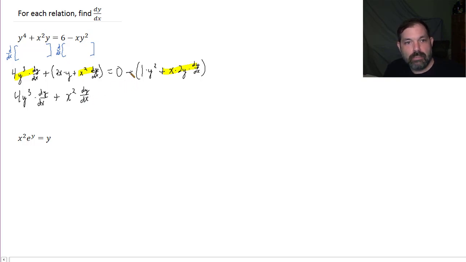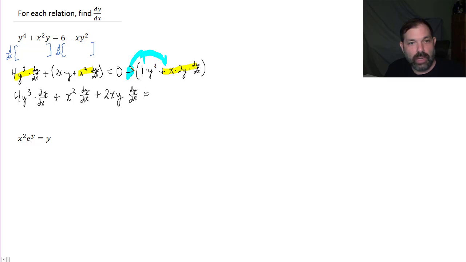Now, I had a minus. Be careful here, right? I have this minus that's distributing. And if I bring that to the left-hand side, it's going to become positive. So then I have a plus 2xy dy/dx. So everything with the dy/dx is now on the left-hand side. Everything else, let's bring to the right-hand side.